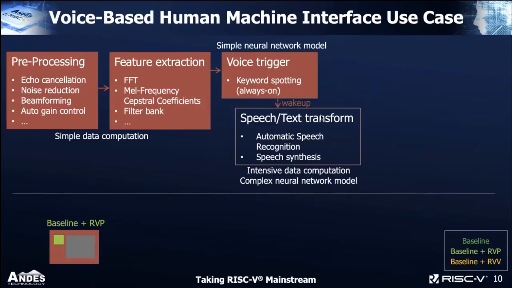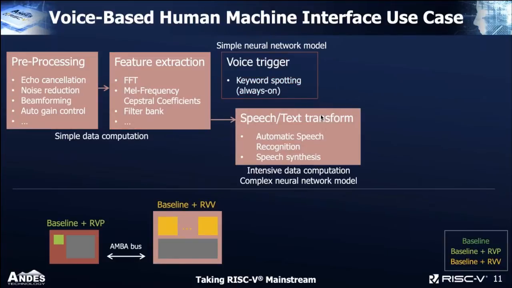So let's take an example, human-machine interface applications, where we start with the baseline plus perhaps a SIMD DSP processor. It could handle some of the simple applications like echo cancellation, noise reduction, some math functions like FFT, do some coefficient calculations and filtering. And then with the always-on modules, we could do voice triggering or keyword spotting. And perhaps we could wake up an external engine that actually does speech and text recognition.